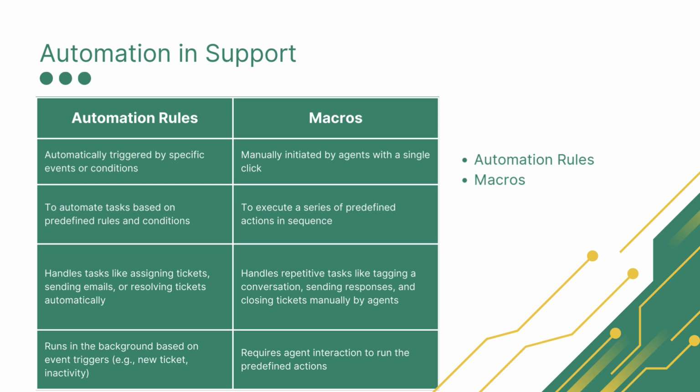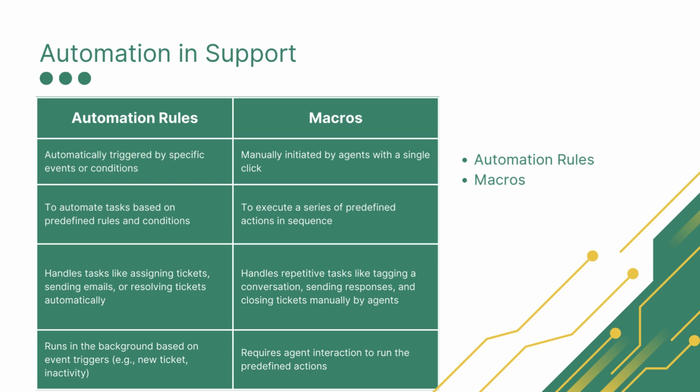So an event has to occur, a new ticket or a ticket remaining inactive, then the automation rule kicks in to perform actions like assigning the conversation, sending an email, or resolving a ticket. So it runs automatically based on triggers and conditions and actions.